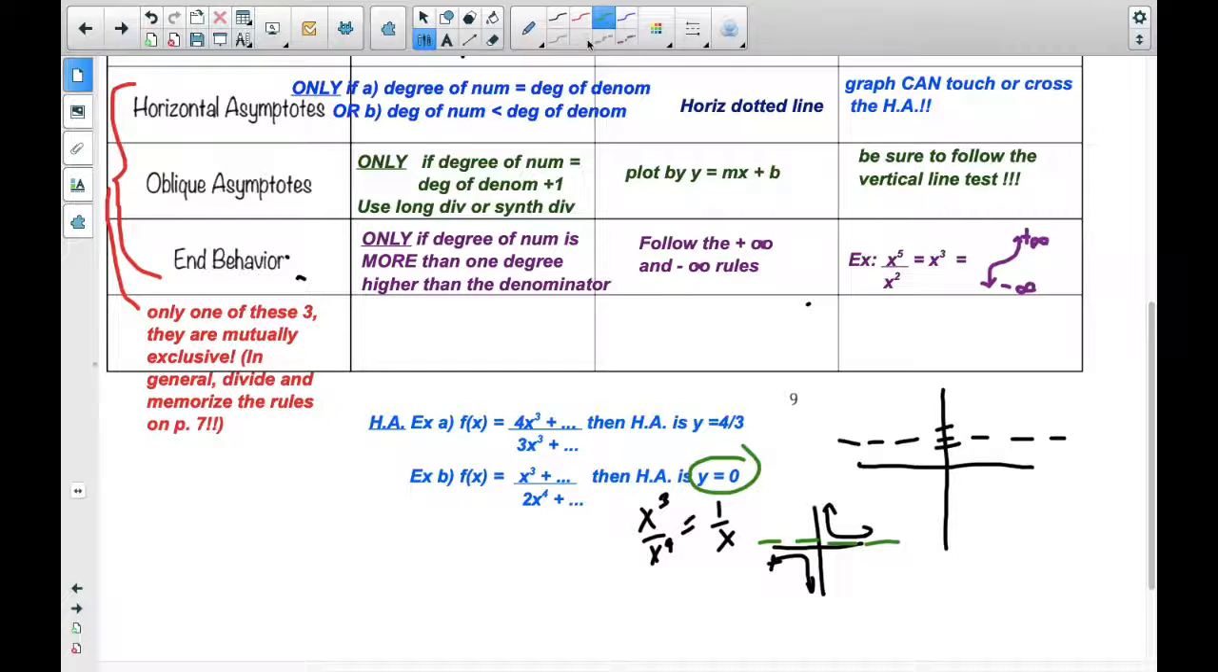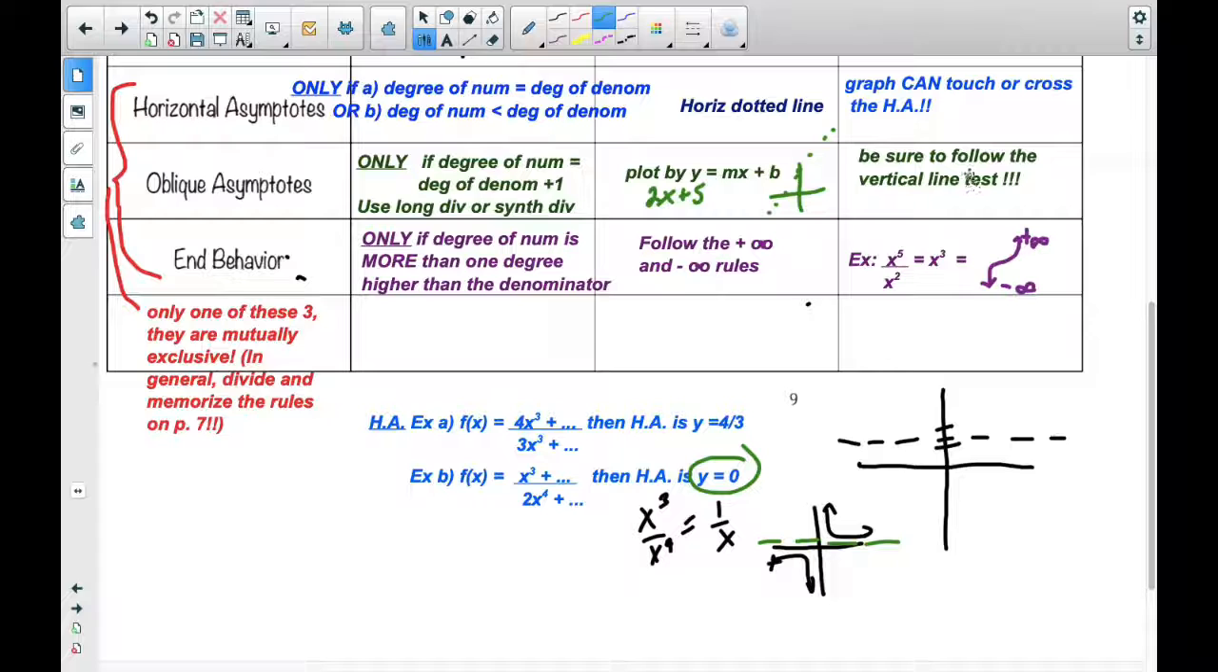Okay, what about oblique? Well, you can have oblique. The oblique asymptotes show up only if the degree of the numerator is equal to the degree of the denominator plus 1. It just is 1 degree higher. If it's 1 degree higher, then you have to use long division or synthetic division to find out what it is. When you do that long division, you might have something like, I'm just going to make this up here, 2x plus 5. So you do your long division, you get 2x plus 5, and when you graph that, you just follow your y equals mx plus b rules. You start at 5, you go up 2/1, and that is your oblique asymptote.